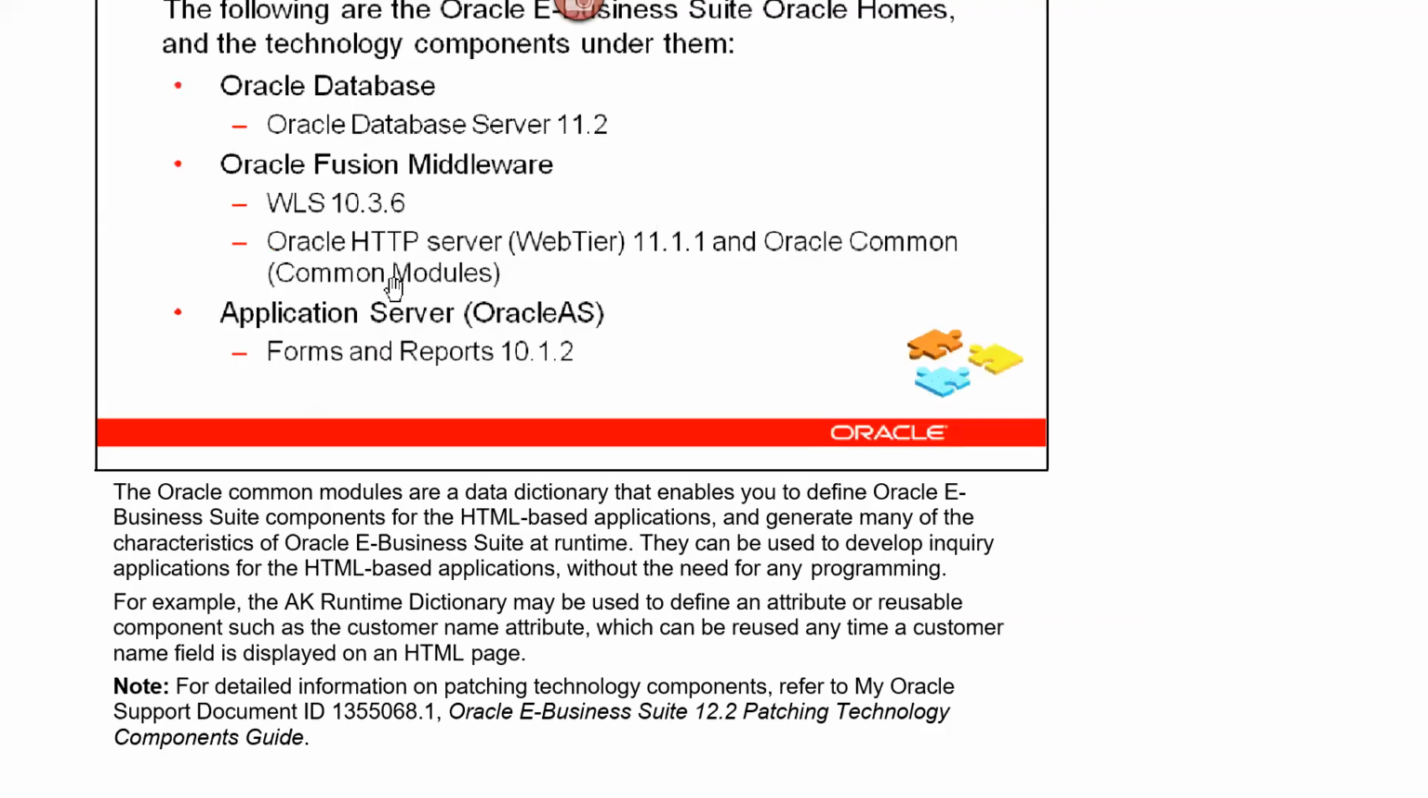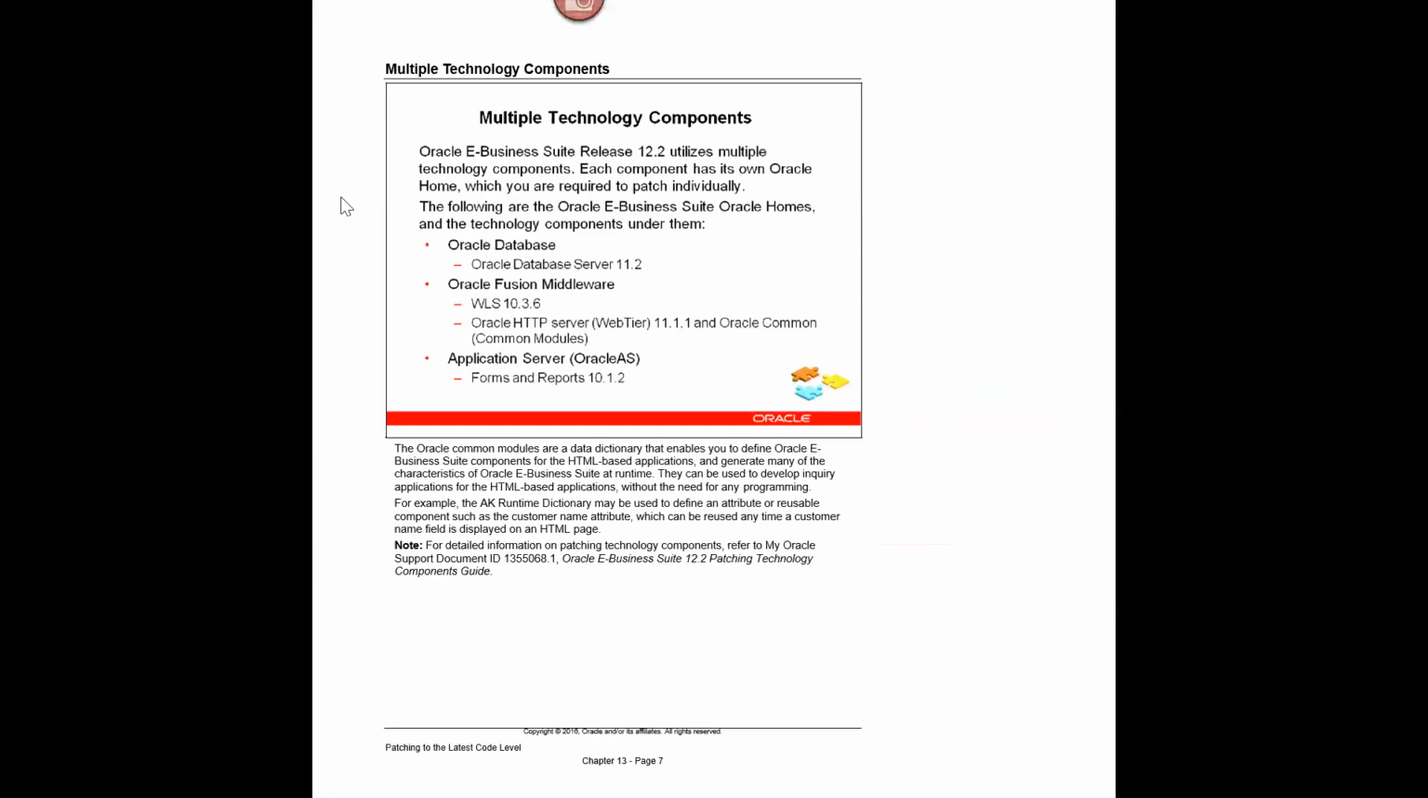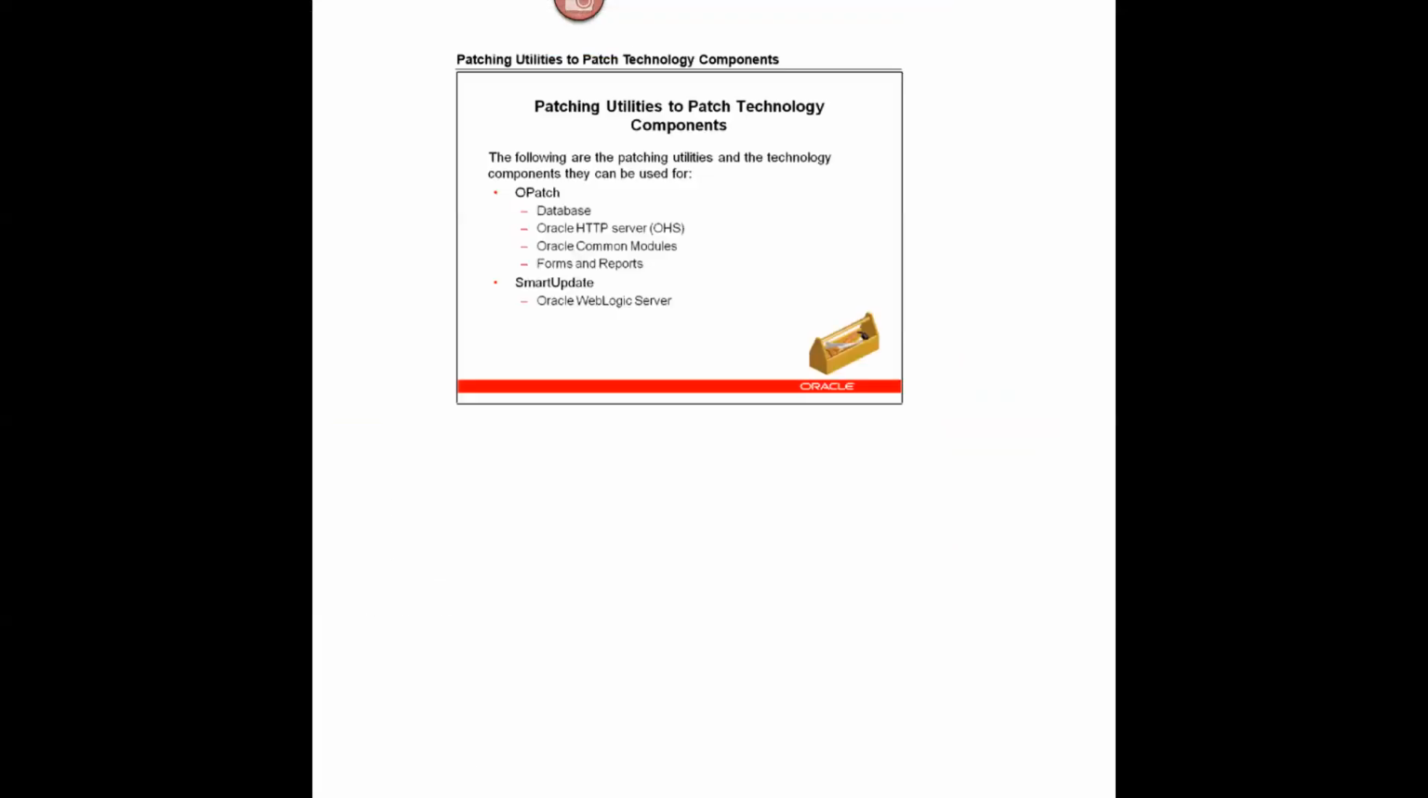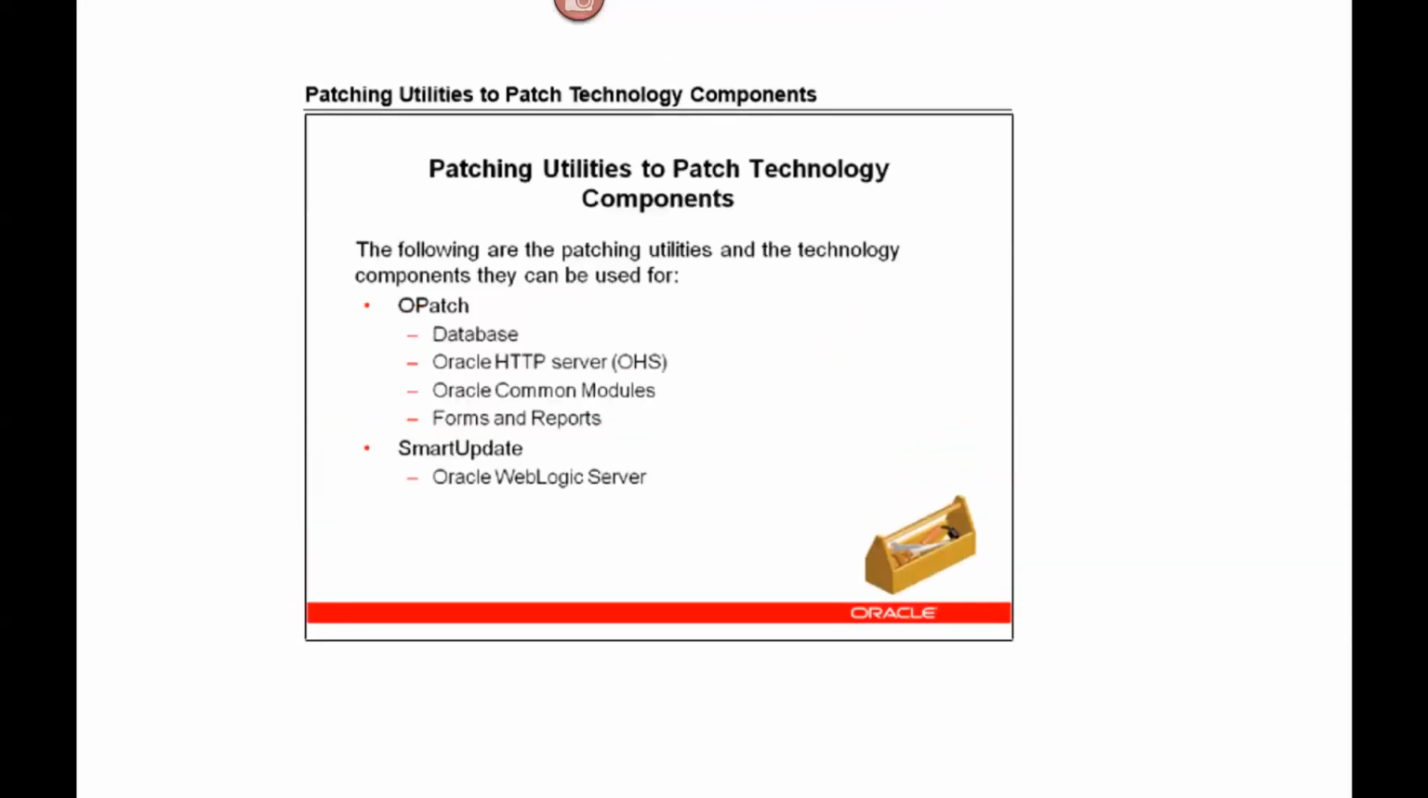Again, there are 3 homes here. Few patches on the HTTP server, few patches on 10.1.2, few patches on 10.3.6. These patches have to be applied using BSU. So you will get accustomed to so many things because you will learn all of the OPatch. You can use OPatch for database, OHS, common modules, and forms and reports. And for this one, you have to apply using BSU.